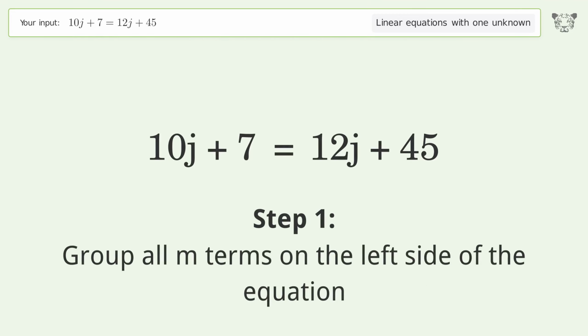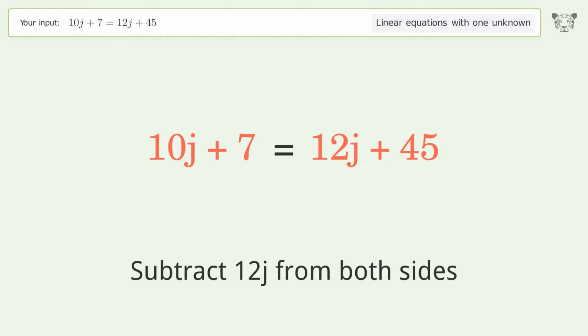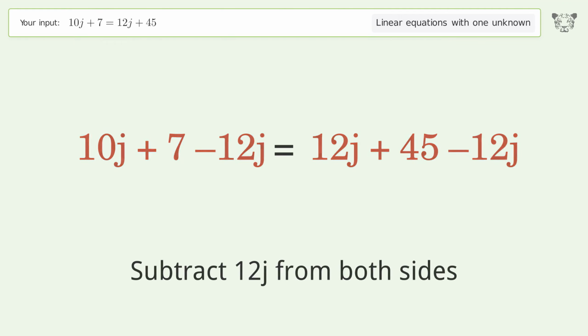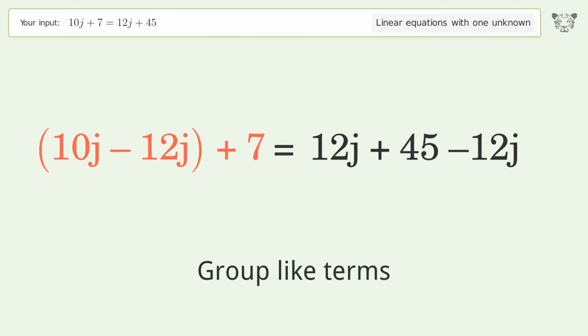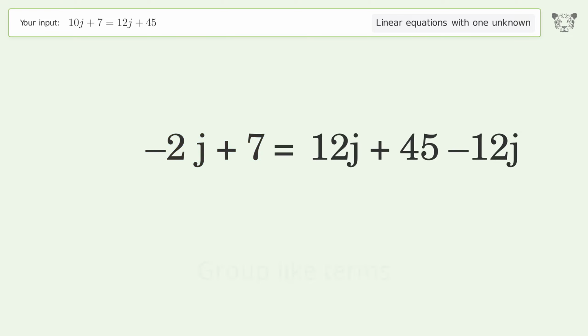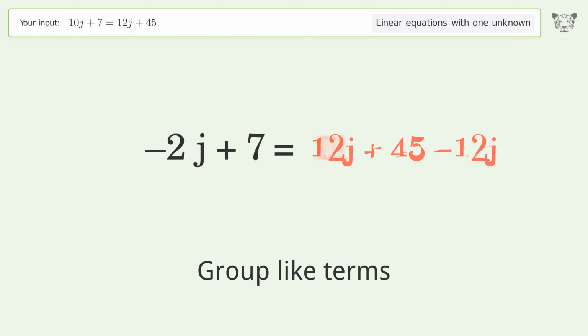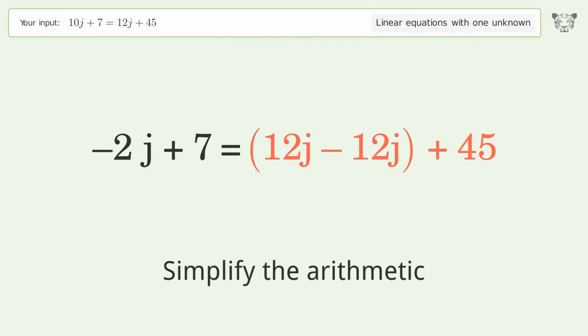Group all m terms on the left side of the equation. Subtract 12j from both sides. Group like terms. Simplify the arithmetic. Group like terms. Simplify the arithmetic.